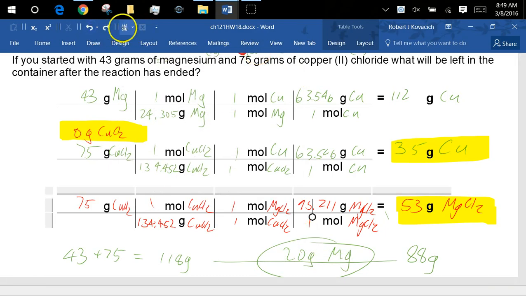Oops. Wait a minute, isn't there 30 grams of magnesium? Oh yeah, I can't do math today. Okay, you confused me for a minute.